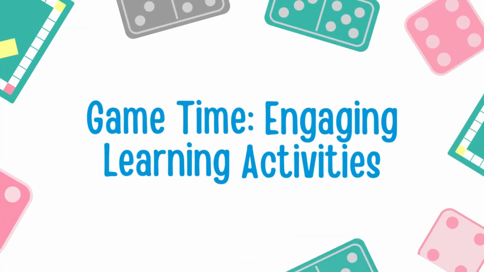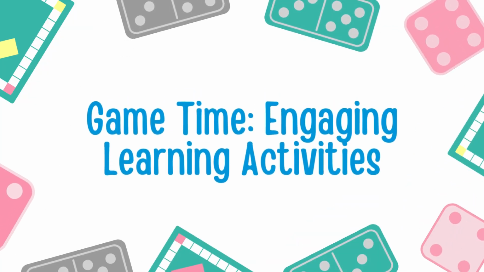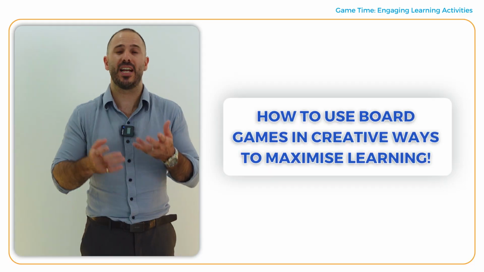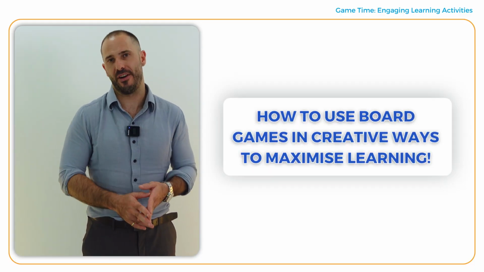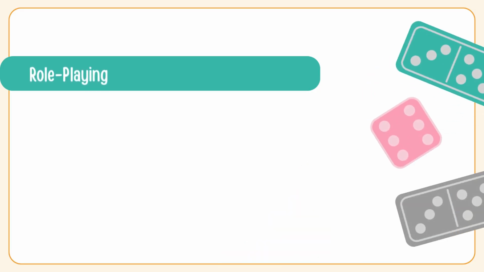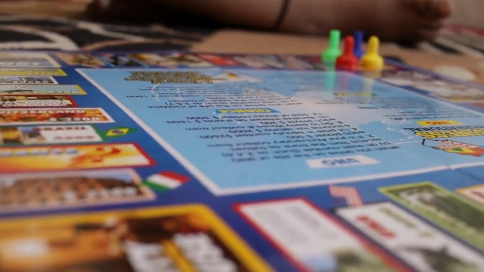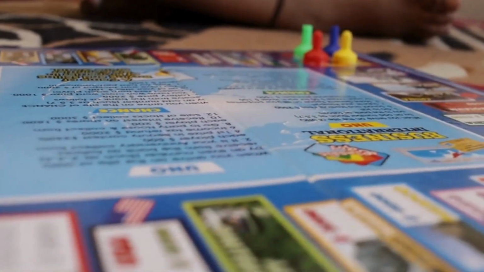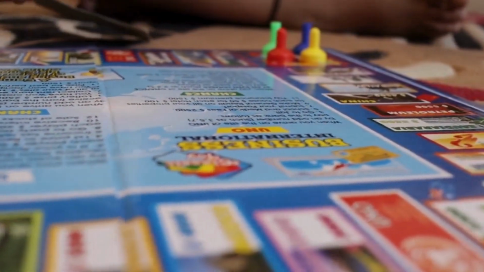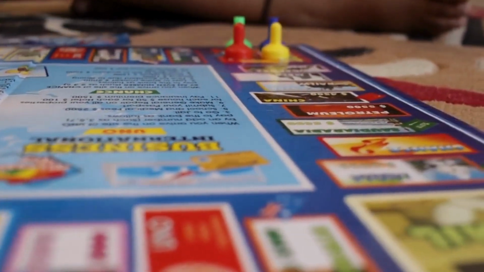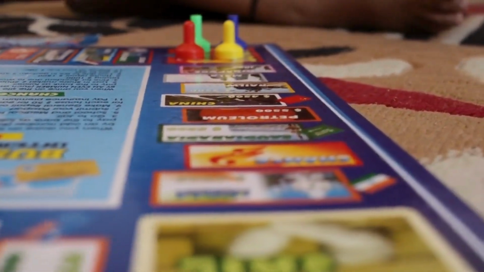Game time. Engaging learning activities. Let's talk about how to use board games in a creative way to maximize learning. For example, role-playing. Use board games as prompts for real-life scenarios. For example, in Monopoly, instead of just playing the game, have students negotiate property deals in English, practice polite refusals, or even role-play as a real estate agent.